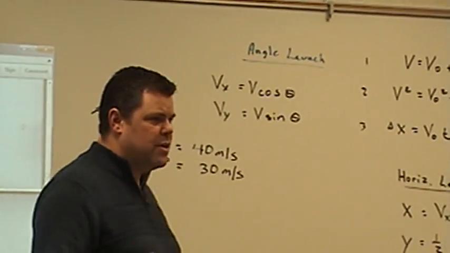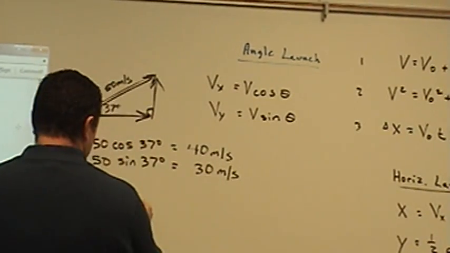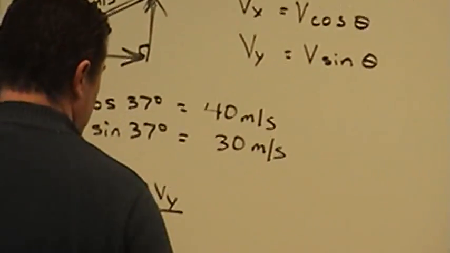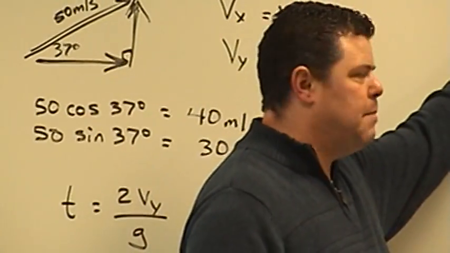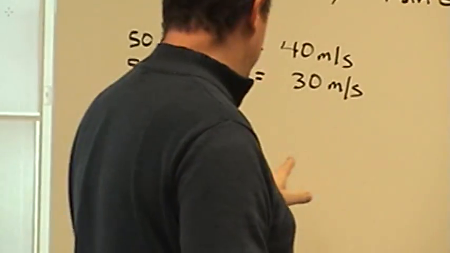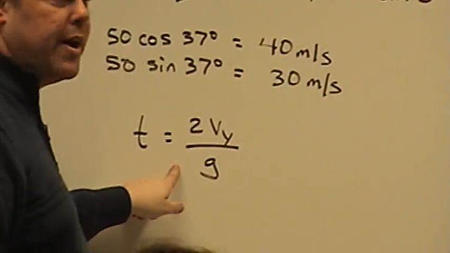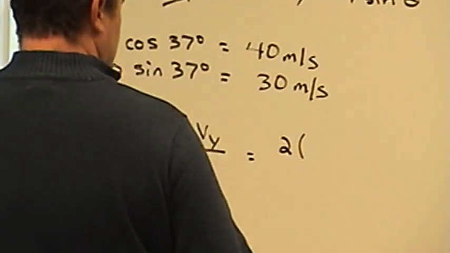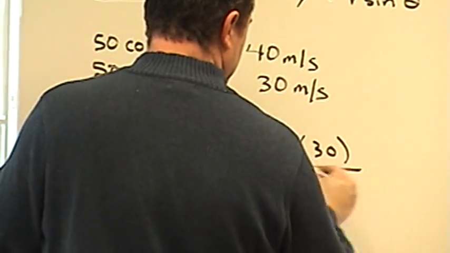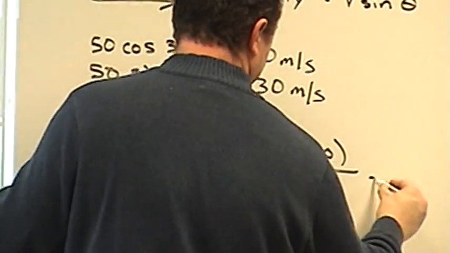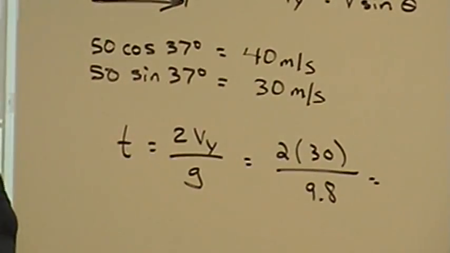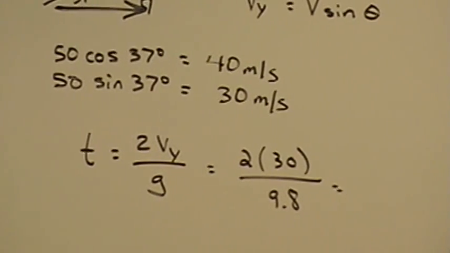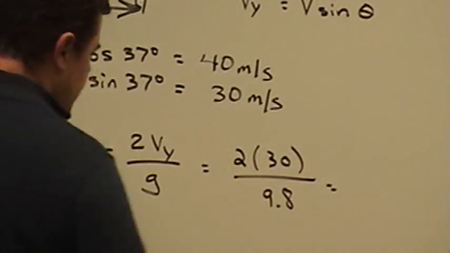In this case, let's say you want to find out how long the object is in the air. You can use this equation to find the time up and double it. And what you're really doing is taking 2 times that initial velocity in the y direction, divided by gravity. The velocity in the y direction was 30, divided by 9.8. And you can see that the object will stay in the air a little bit more than 6 seconds. 6.14.